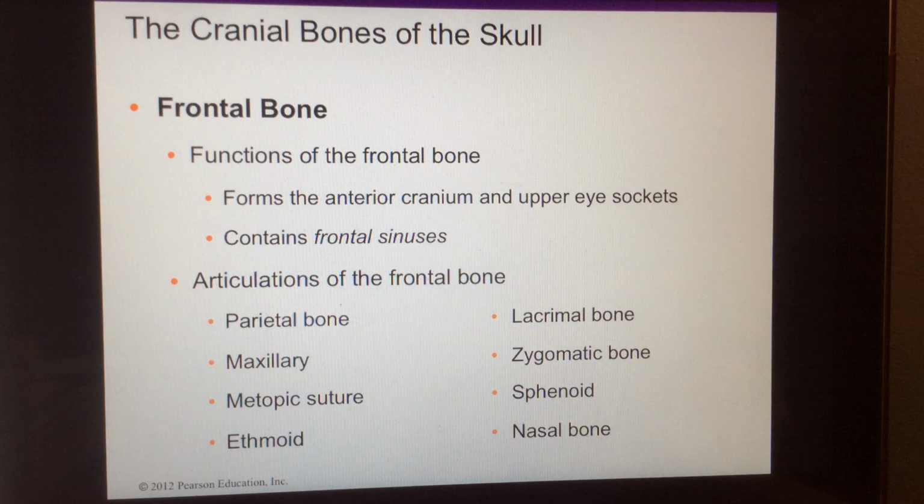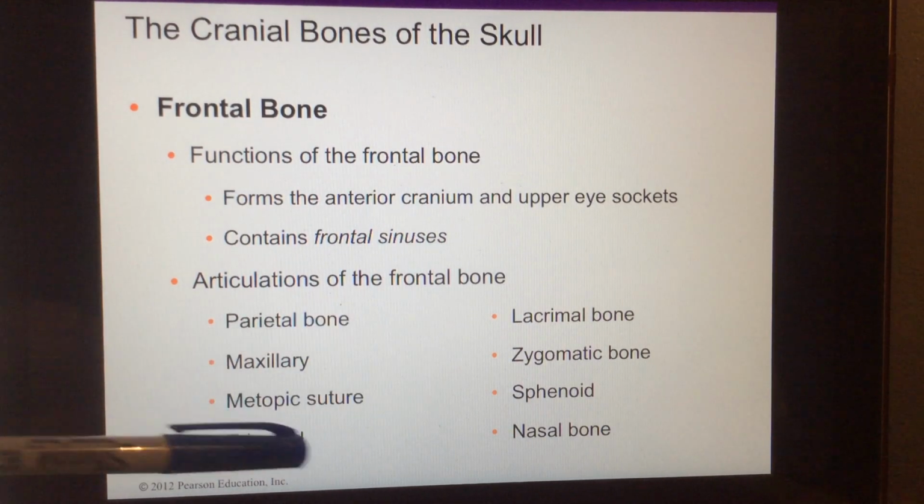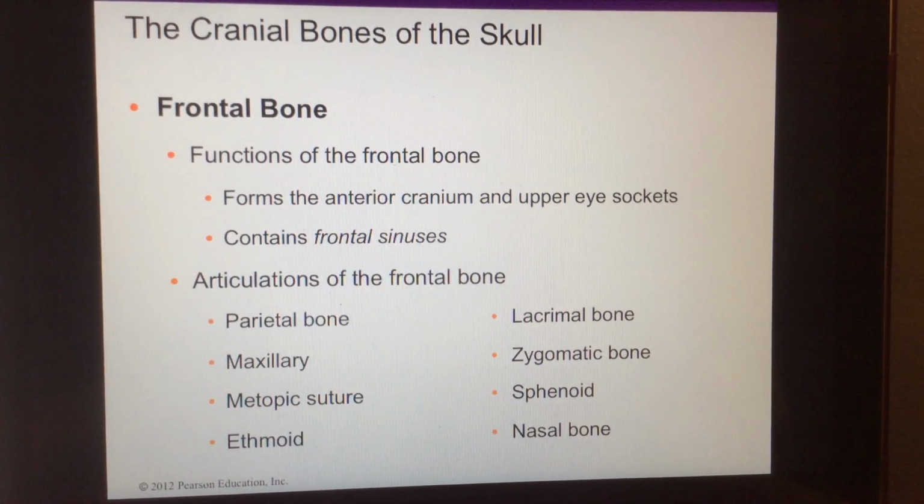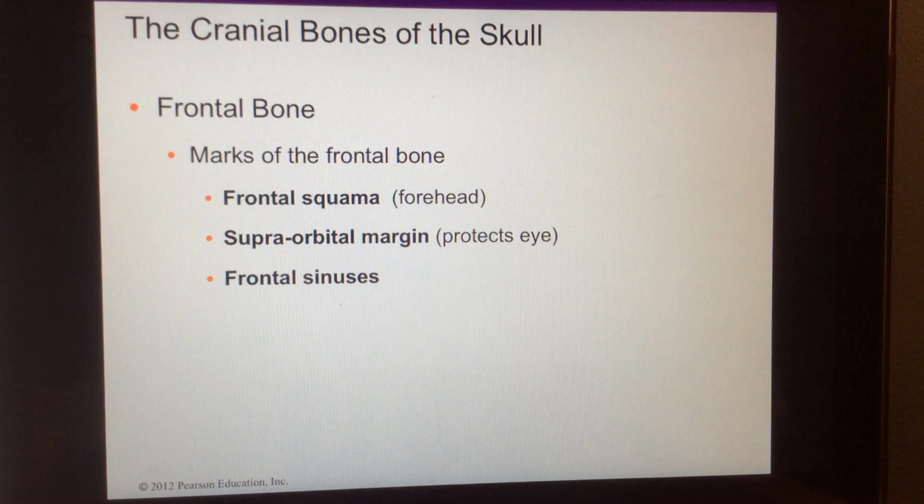Frontal bones are going to be the anterior cranium and the upper eye sockets. So basically it creates the forehead, and it has the frontal eye sockets. And again, sinuses are air-filled sinuses that have mucus secretions to help flush the surfaces of the nasal cavities. And again, lots of articulations. Marks of the frontal bone.